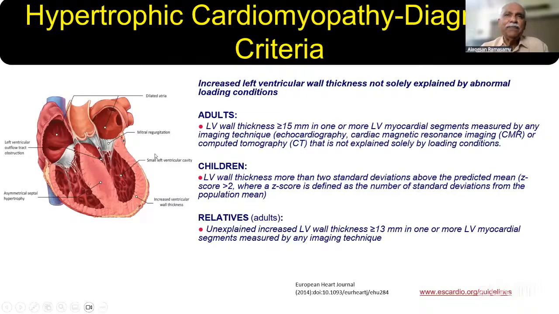When there is an index patient, if you have a relative in whom there is unexplained wall thickness of 13 millimeters or more, then those persons also should be investigated for hypertrophic cardiomyopathy.